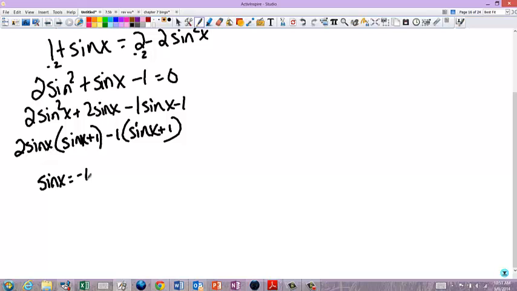Sine would equal negative 1, and sine would equal a half. I skipped a step there. Where is sine equal to negative 1? Sine is equal to negative 1 at 270 degrees, at the very bottom of your circle. Sine is 1/2 in your top two quadrants, and it's at the 30 degree angle. So it's the 30, and then 180 minus 30 is 150.